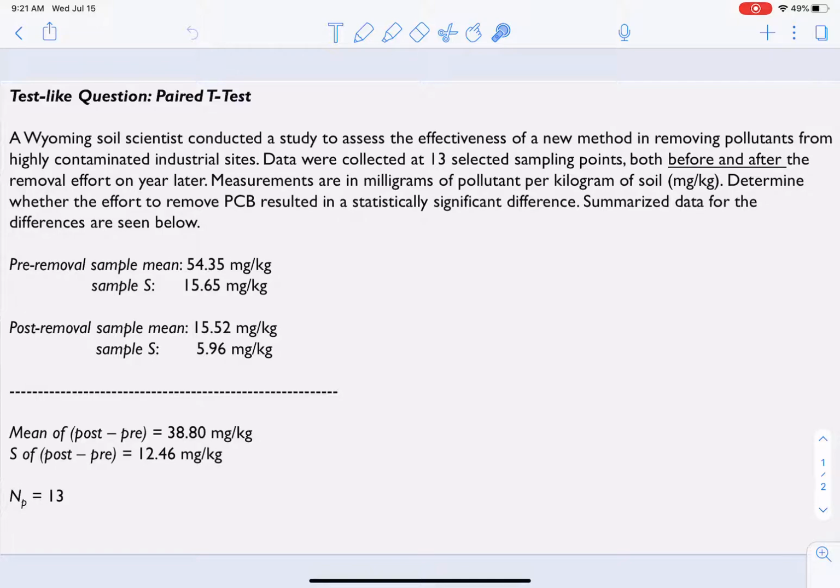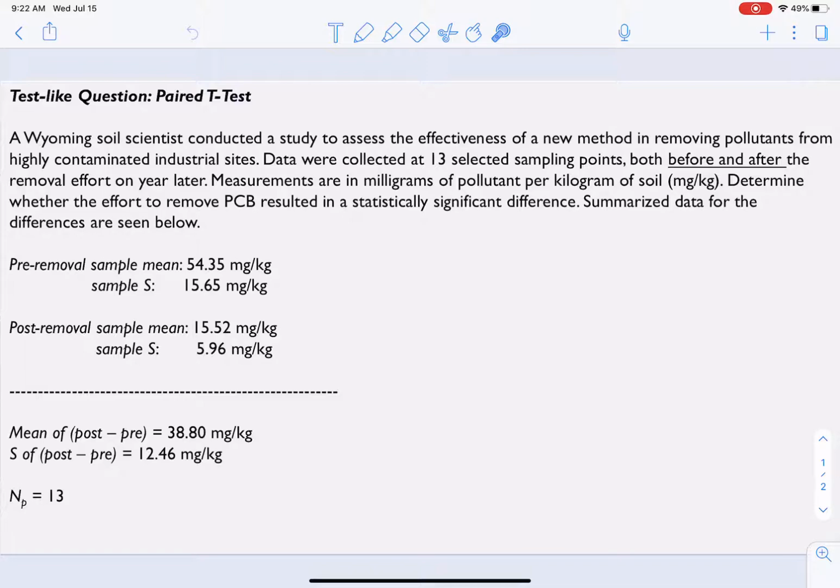So what they did is they went to this one place, divided it up into 13 plots, essentially, and did this new method of removing the pollutant from the ground. And they measured before they did the new method, and then they measured the plots after. They were measuring how much stuff there was left over, and that's measured in milligrams of pollutant per kilogram of soil, okay? So you'll notice here that we have more information than we're kind of used to, right?